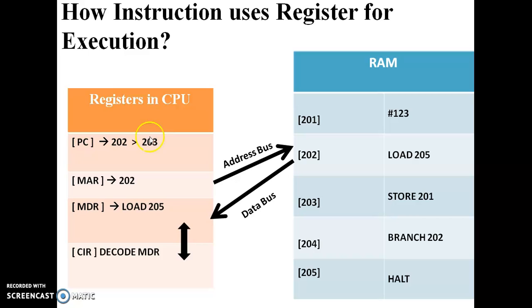Now again this 203 will be the contents of MAR. This 203 will move from the address bus to location 203. At location 203, what is the data? Store 201. So store 201 will come from the data bus to MDR, and again this will be moved to CIR. In this way the execution of this particular program will be completed. I hope you understand this concept, because it is a very important concept and we will be requiring it in the further lectures as well.